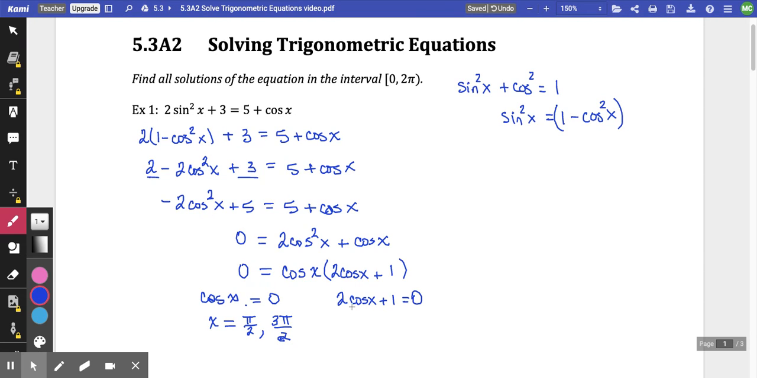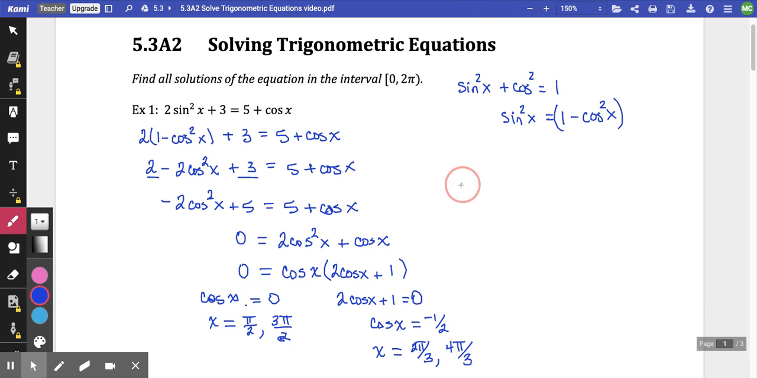And for the other one, the 2 cosine of x plus 1 equals 0, I have to first solve it for cosine of x. So I would do that by subtracting 1 and then dividing by 2. So now I need the angles for which the x value on the unit circle is a -1/2. The x value is negative in quadrants 2 and 3. And the reference angle for cosine to be 1/2 would be pi over 3. So in quadrant 2, that would be 2 pi over 3. And in quadrant 3, that would be 4 pi over 3.